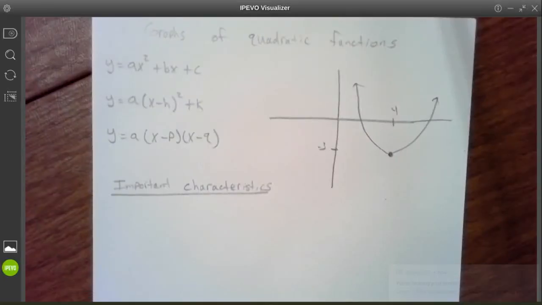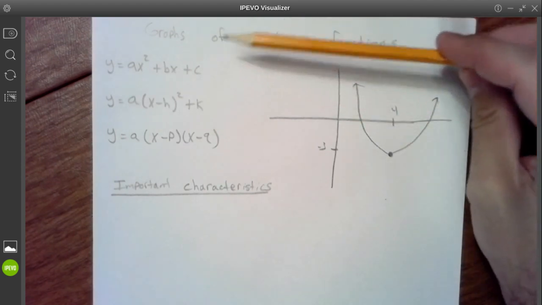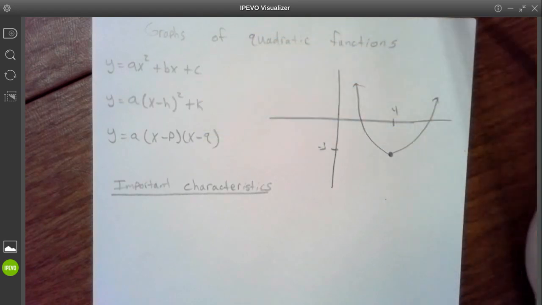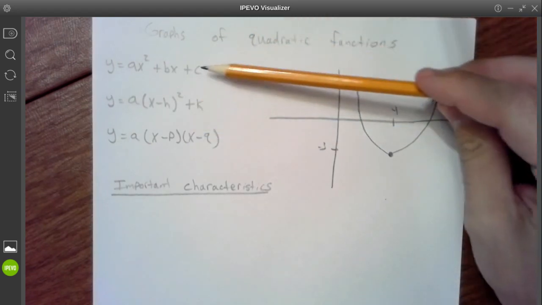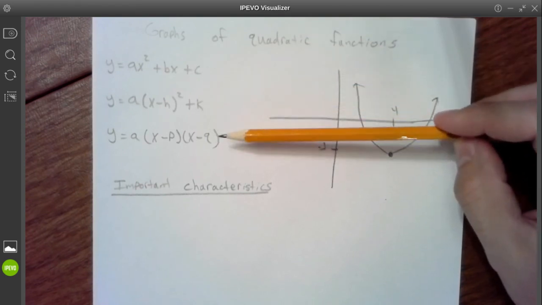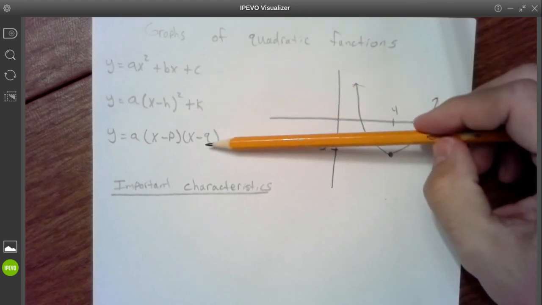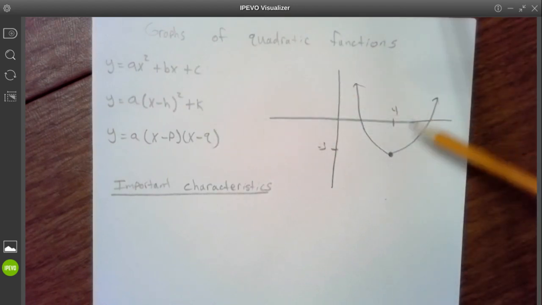All right, so we're going to start talking about the graphs of quadratic functions. Quadratic functions, we've talked about the three different forms that they could come in, whether it's standard form, vertex form, or factored form. But the graphs of any of these types of functions are always going to look something like this. This is called a parabola, where it's kind of a U-shaped thing. But that's what the graph of a quadratic function is going to look like.